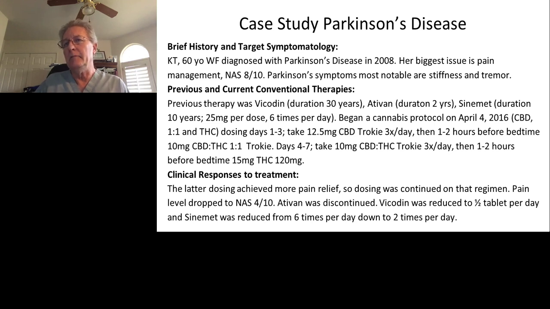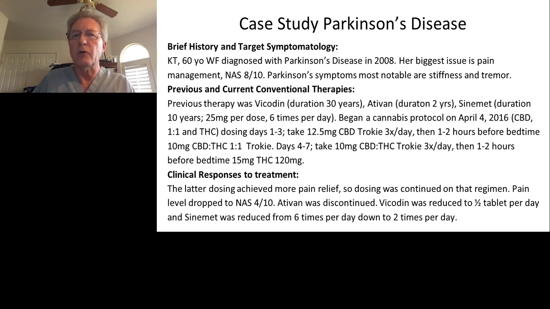She added cannabis on April 4th of '16, which was a combination of CBD 1-to-1 and THC, with her final dosing looking at days 4 through 7: 10 milligrams of a 1-to-1 CBD Troche 3 times a day, and then 1 to 2 hours before bedtime taking 15 milligrams of THC. The latter dosing achieved more pain relief, so dosing was continued on that regimen.